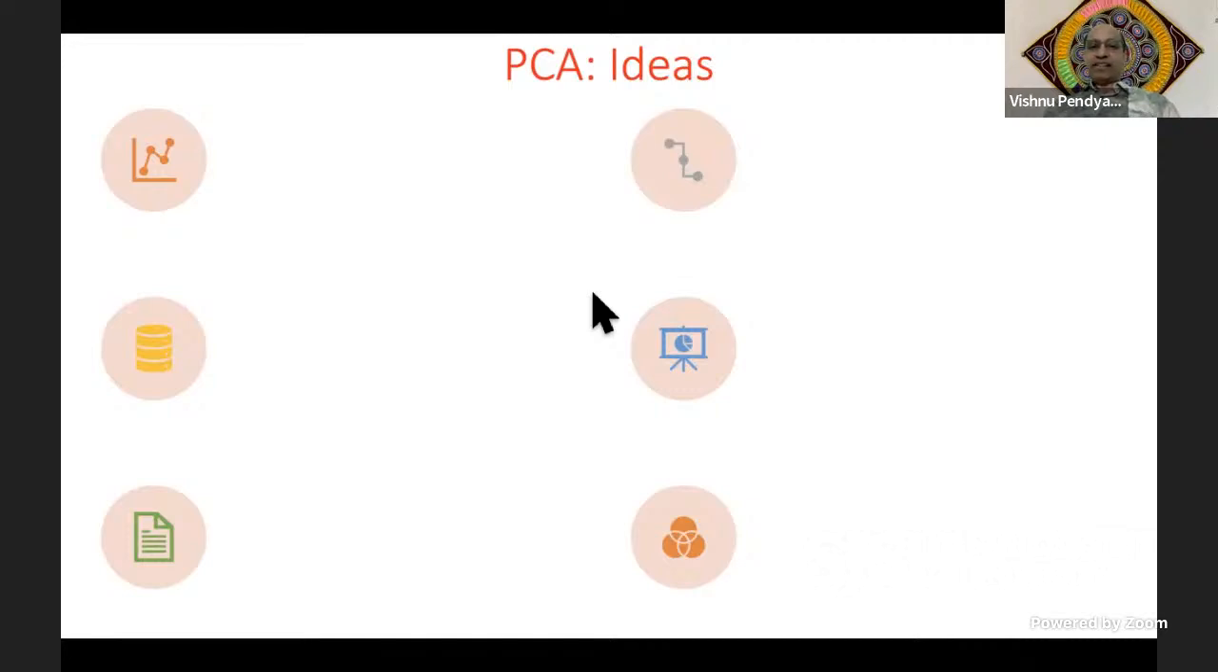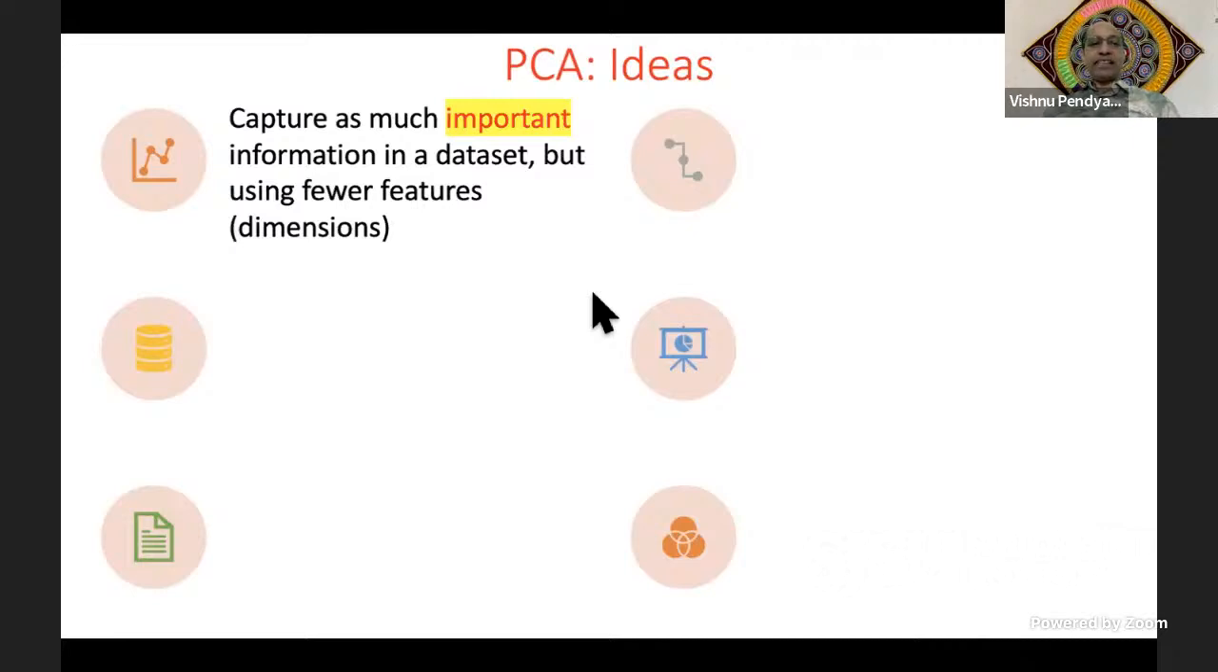Now, let us explore some of the ideas in PCA. So the first idea is to capture as much important information in a data set, but using fewer features. So that is the key idea. Just like in the weight loss diet plan, you still want to capture the important content in the diet. You don't want the person to lose the important constituents in his diet. But we want fewer features, right? For that, we come up with synthetic features called carbohydrates and all that stuff, right?